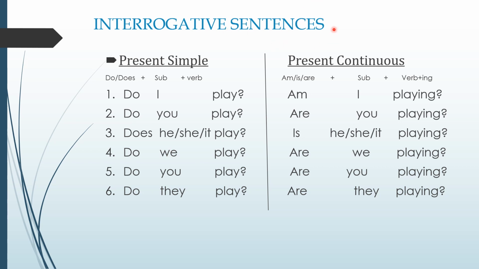In interrogative sentences also, these are the differences in how they are formed. Do I play? Am I playing? Do you play? Are you playing? Does he, she, it play? Is he, she, it playing? Do we play? Are we playing? Do you play? Are you playing? Do they play? Are they playing?